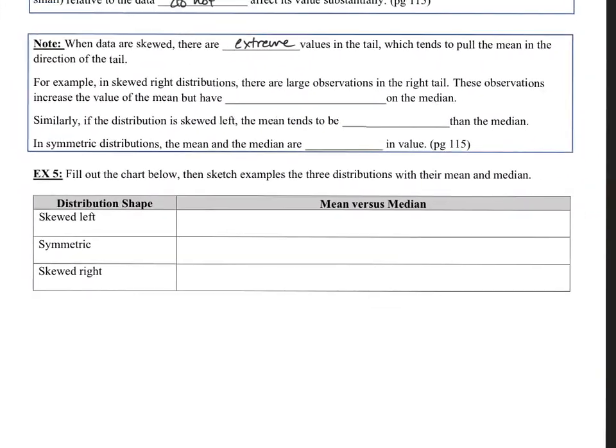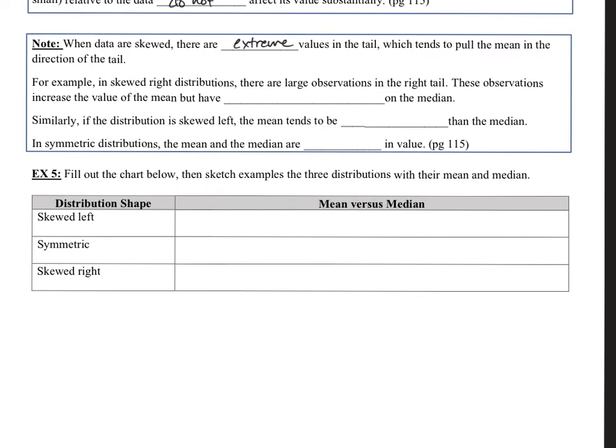For example, in skewed right distributions, there are large observations in the right tail. These observations increase the value of the mean, but have little effect on the median. Similarly, if the distribution is skewed left, the mean tends to be smaller than the median. In symmetric distributions, the mean and the median are close in value. Okay, so fill out the chart below, then sketch examples of the three distributions with their mean and median.